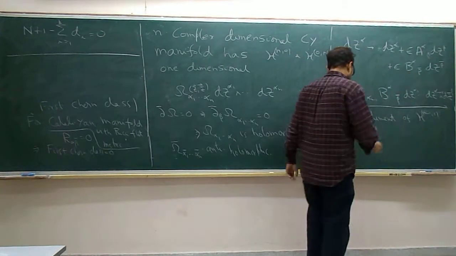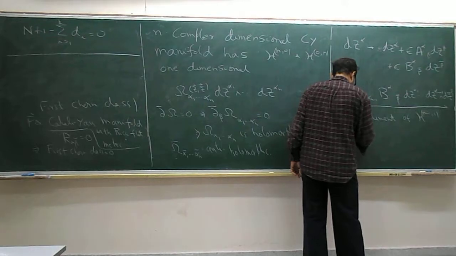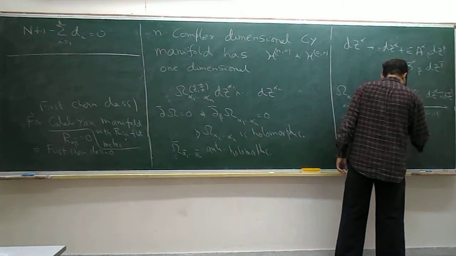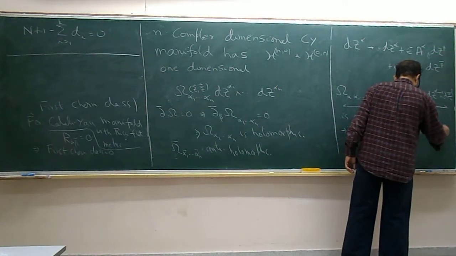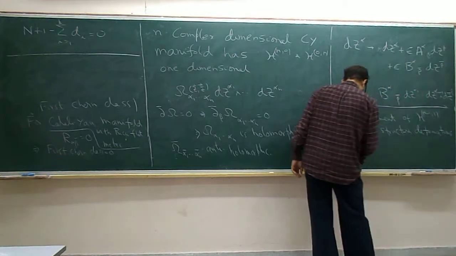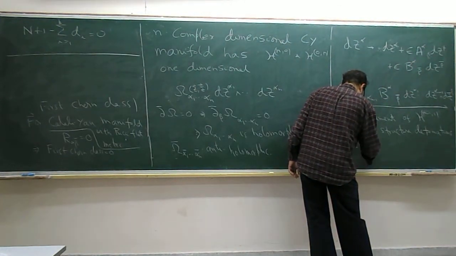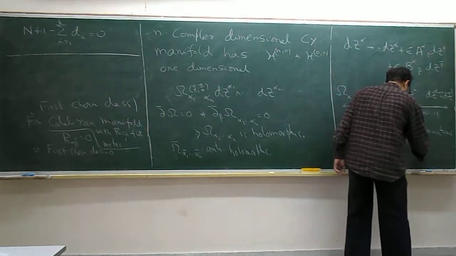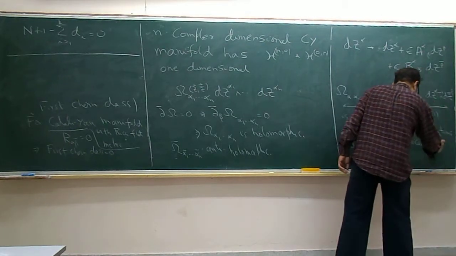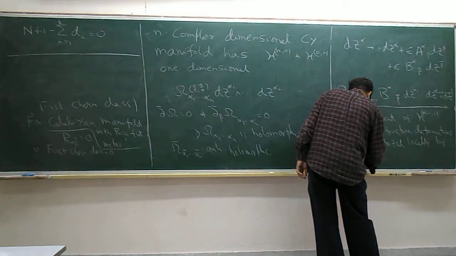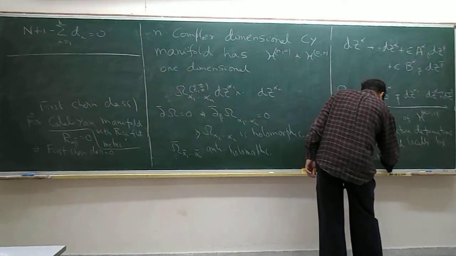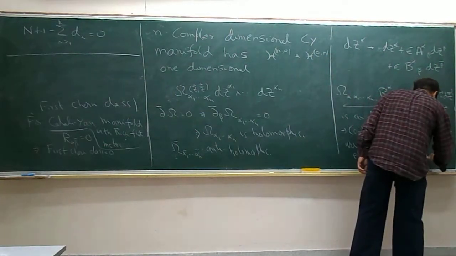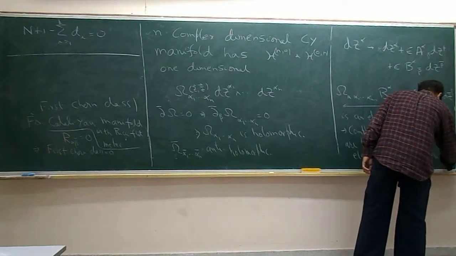So this then shows that the complex structure deformations are parameterized locally by elements of H n minus 1, 1. Which means that the moduli space is h n minus 1, 1 dimensional.